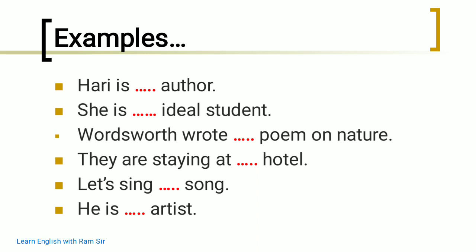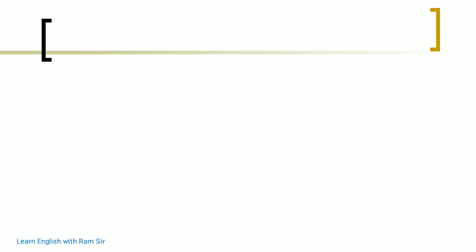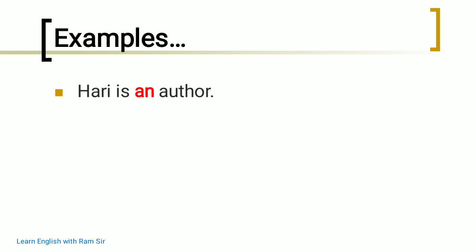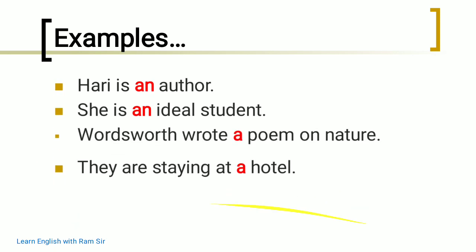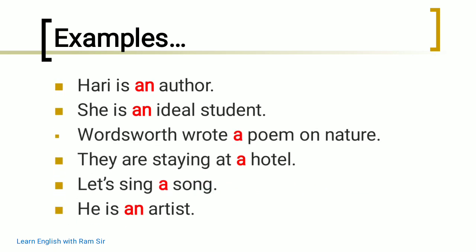Now I hope you have guessed the correct answer. So which answer have you put? Of course you have put an here, because an a sound is there, artist. So he is an artist. So these are the answers of the examples. I hope that now you have understood how to use a or an.